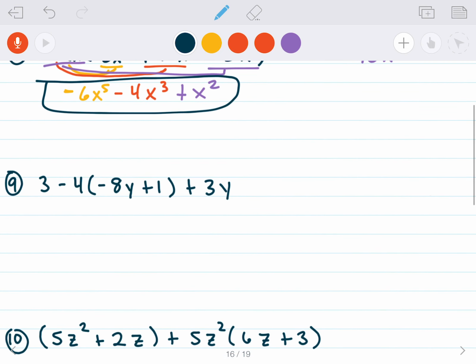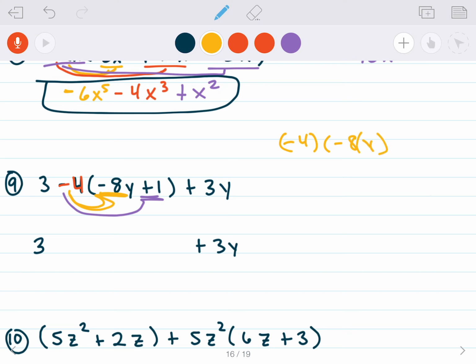All right, let's do a few more. So this one, I'm distributing negative 4 in here, so to negative 8y, but also to positive 1. So everything else can come down. The 3 and the positive 3y can come down. And so with the yellow, I have negative 4 times negative 8y. That's positive 32y. Then I have negative 4 times a positive 1. That's going to give me a negative 4.